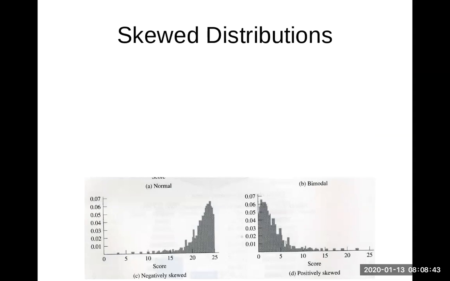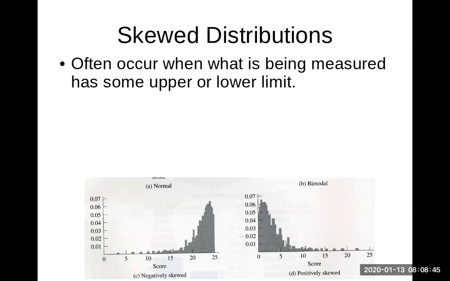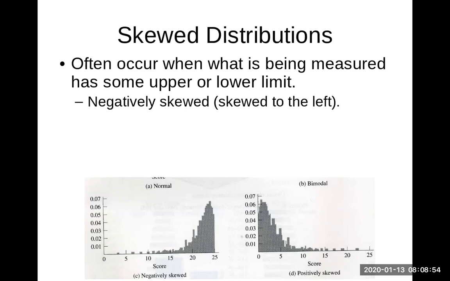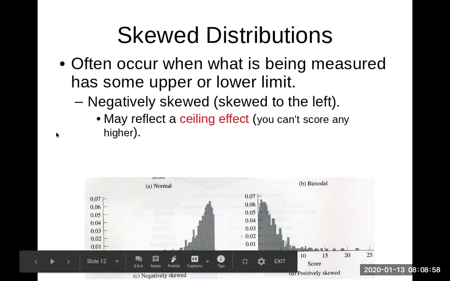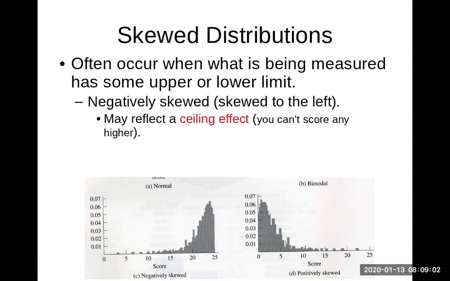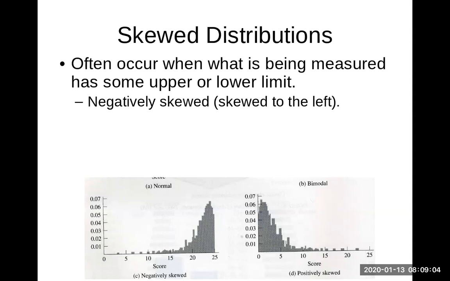So for skewed distributions, if we have something that's being measured, sometimes the data naturally appear in this way where they have an upper or lower limit. So the negative skew, which is over here on the left, we say it's skewed to the left. It's a negative skew. It's what happens when we have what we call a ceiling effect. So you can't score any higher.